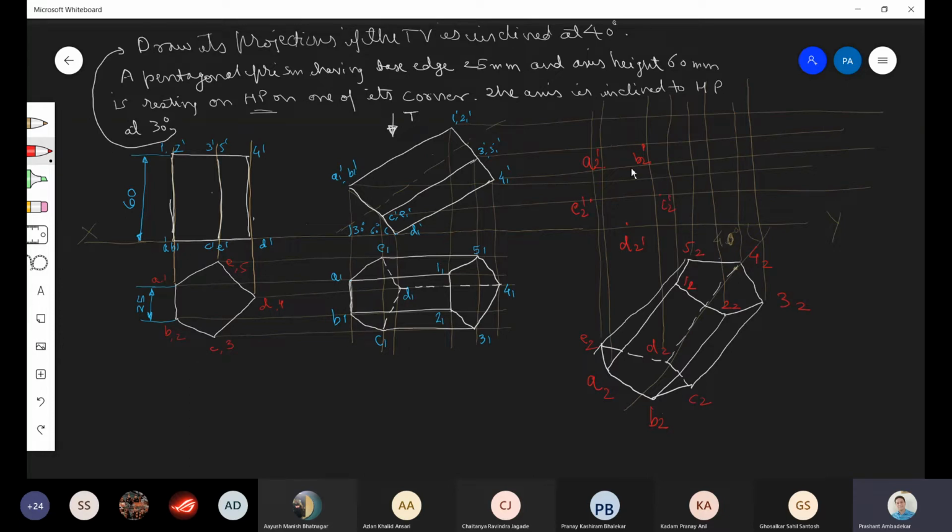So how I have obtained these points? I have projected this vertically upward, and I have projected it horizontally. इतना समझा सबको? I have projected it vertically upward and here I have projected it horizontally.